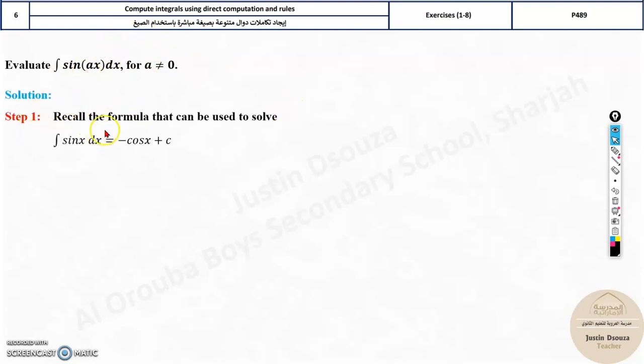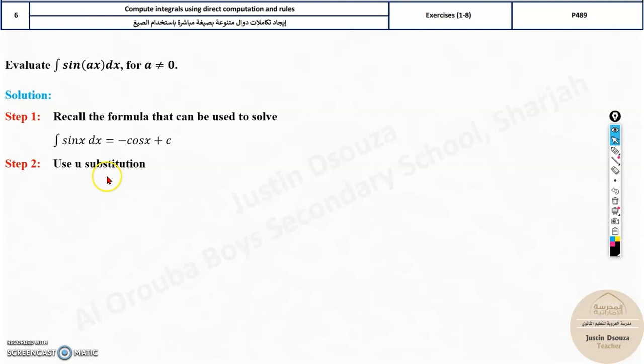So we need to know which formula we can use. We know the integral of sine x dx is minus cos x plus c. But this is just the formula, and we cannot use it directly because, look carefully, we don't have just x. If it was only x, we could use this formula, but we have a constant value, that is ax. So what do we do now?